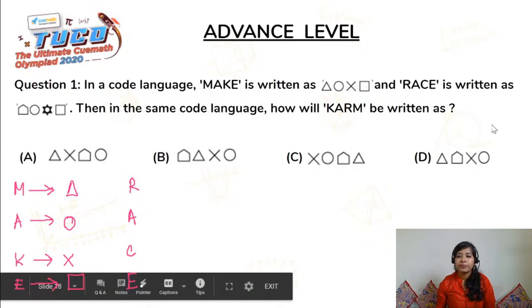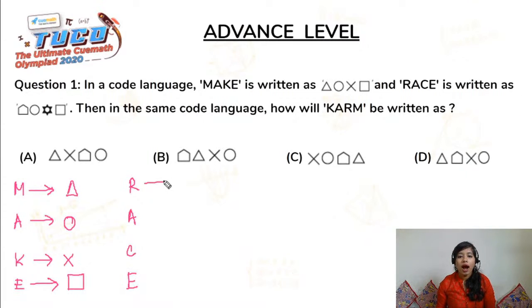Now let's map up these. So for this, we have R is mapped to the first one, which is nothing but a pentagon. The second one, A is mapped to a circle, C is mapped to a star, and E is mapped to a square. Okay?